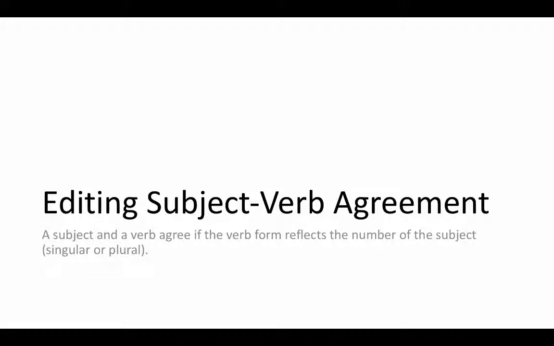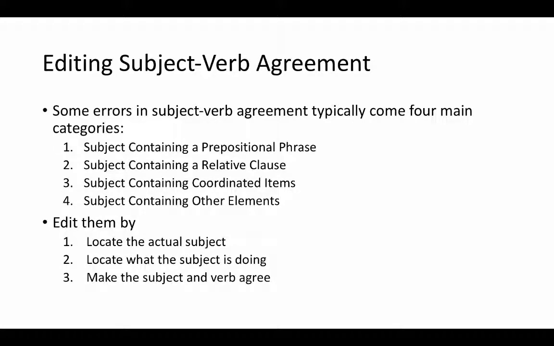The last category of grammar issues is when the subject and the verb don't agree. A subject and a verb agree if the verb form reflects the number of the subject, singular or plural. Obviously, when they don't reflect that, it's a subject-verb agreement issue that needs to be corrected. Some errors in subject-verb agreement typically come in 4 main categories.